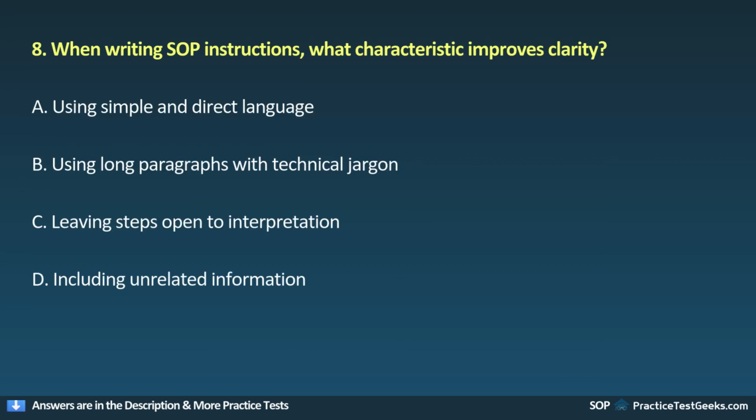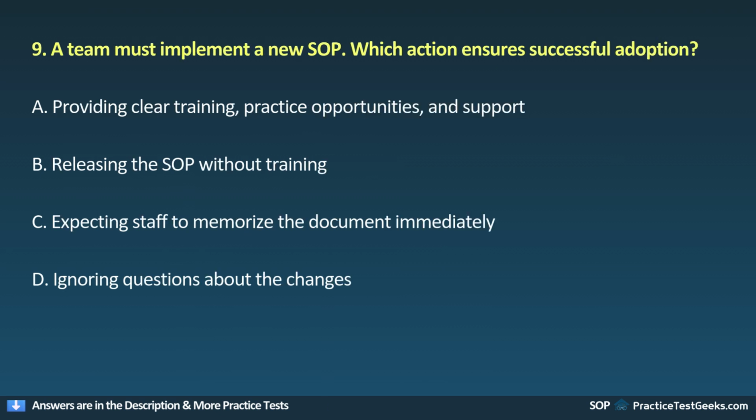8. When writing SOP instructions, what characteristic improves clarity? A. Using simple and direct language. B. Using long paragraphs with technical jargon. C. Leaving steps open to interpretation. D. Including unrelated information.